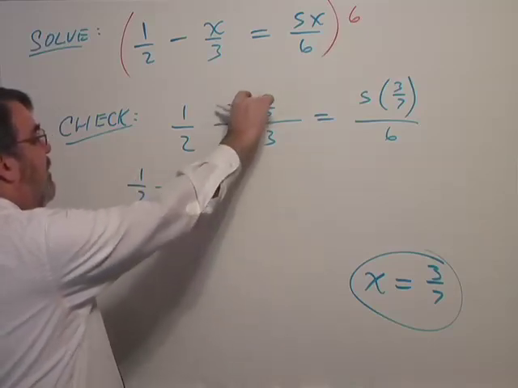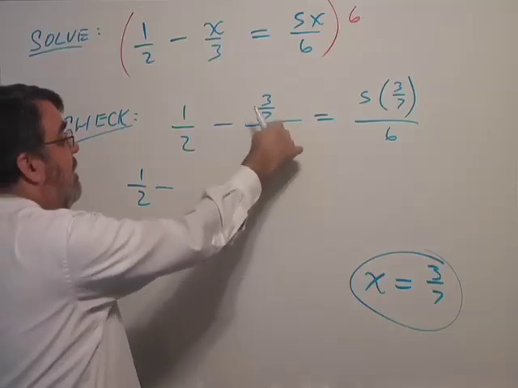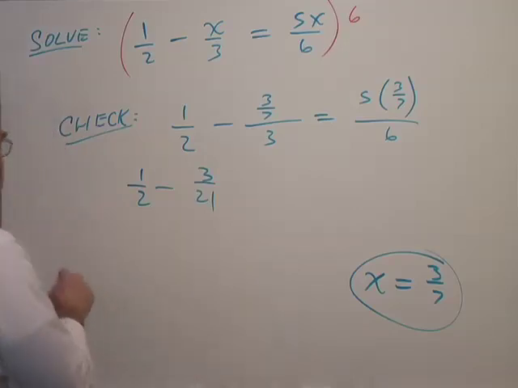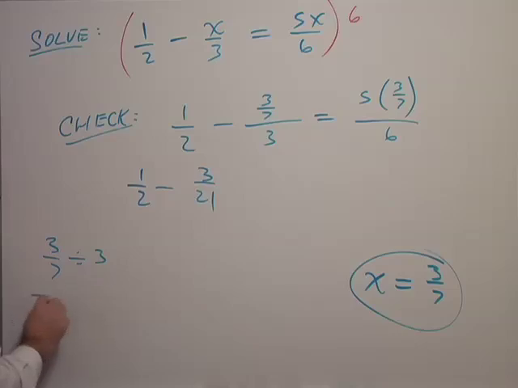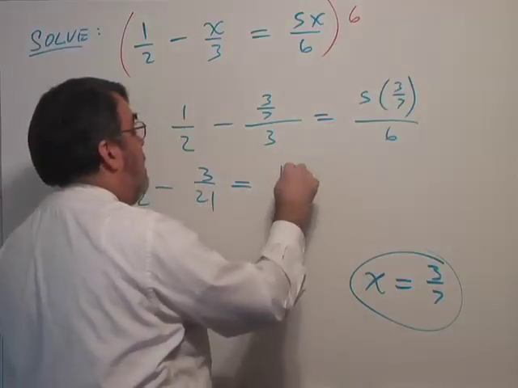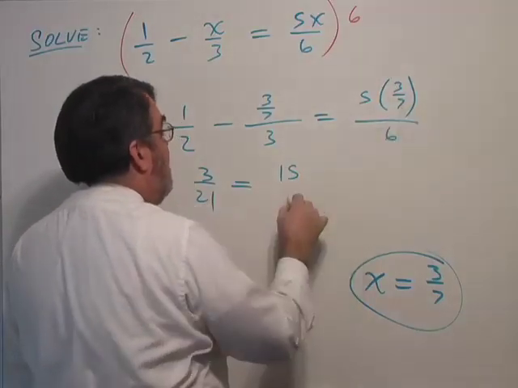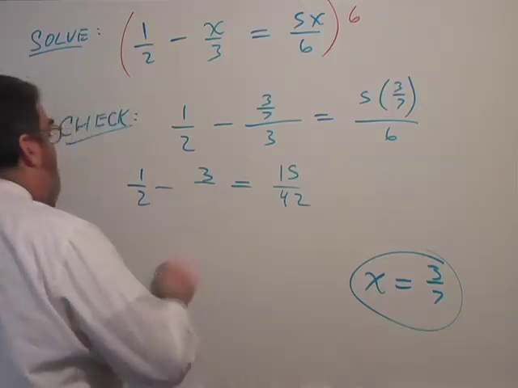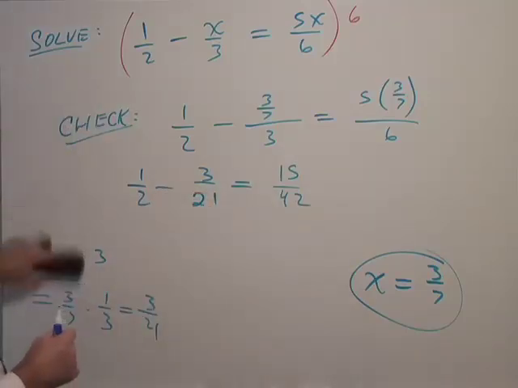1/2 minus, this is 3/7 divided by 3. That means it's really 3/21. You know, 3/7 divided by 3 is the same as 3/7 times 1/3, which is 3/21. And here I've got 5 times 3 is 15 over what? 7 times 6 is 42. So I have 15/42. All right, so there you go. I'm still not done checking it. Let me make this look more like a 21. There we go. It's a little bit awkward here.